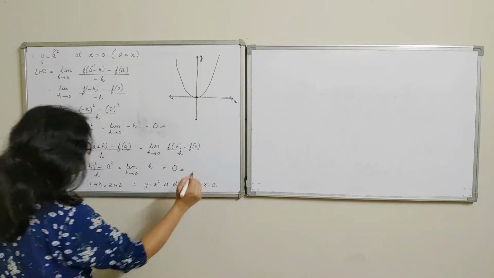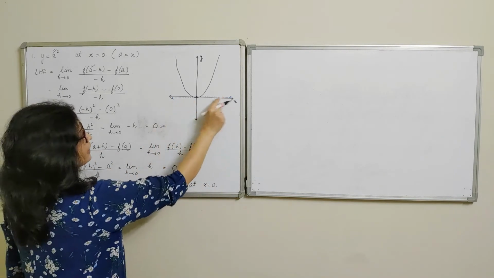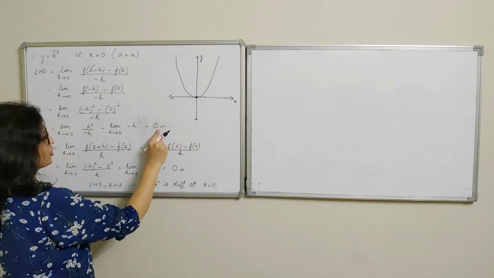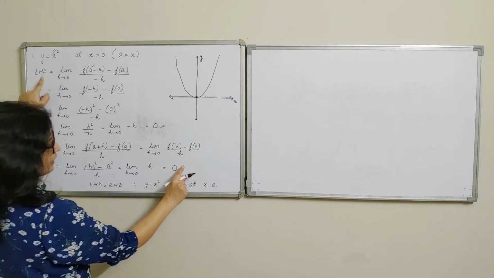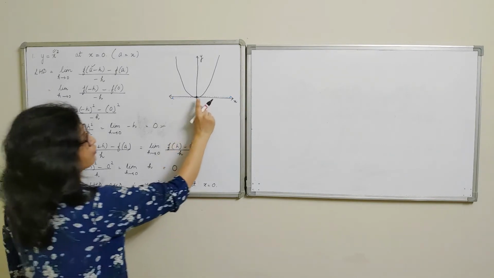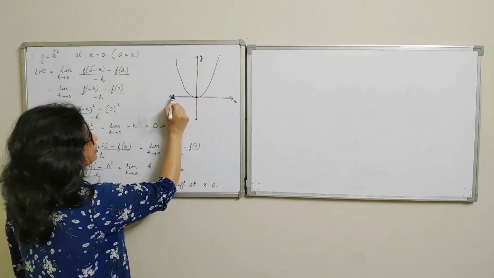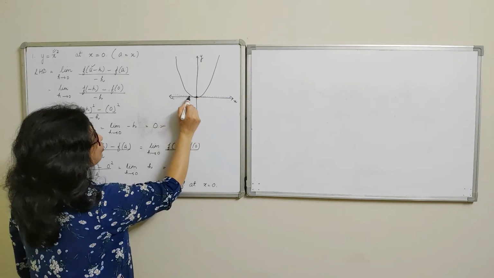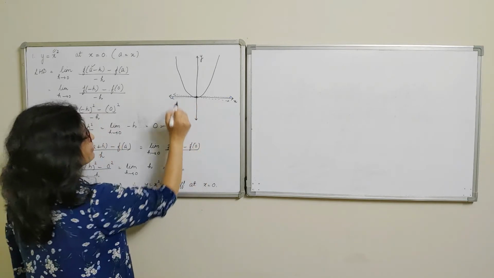That means this function y is equal to x square is differentiable at the point x is equal to 0. Now here in the graph, the blue line that you see is the tangent which we have obtained by finding the left hand derivative. There is another tangent whose slope is again 0. When is this tangent obtained? When we are approaching the point 0 from the right hand side. So I am drawing the tangent like this. Now because the slope is 0, this tangent is also coincident with the x-axis.